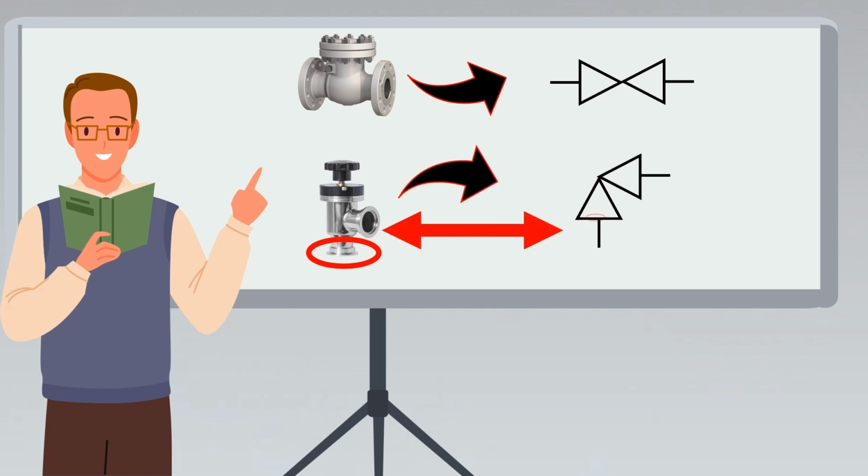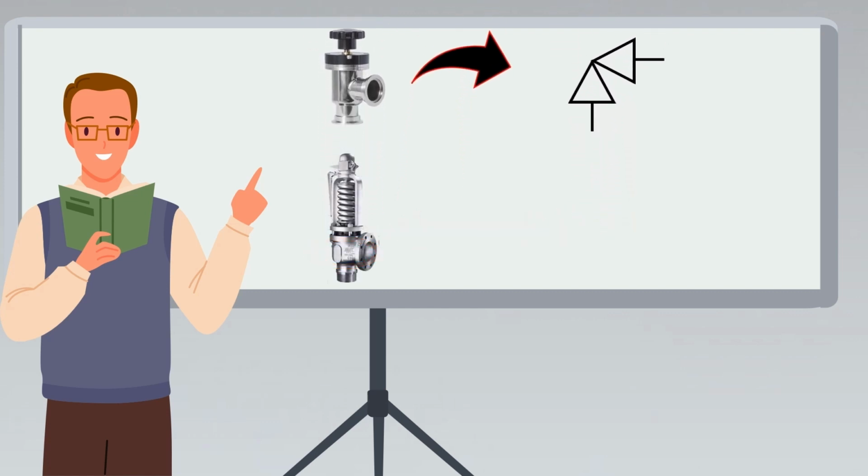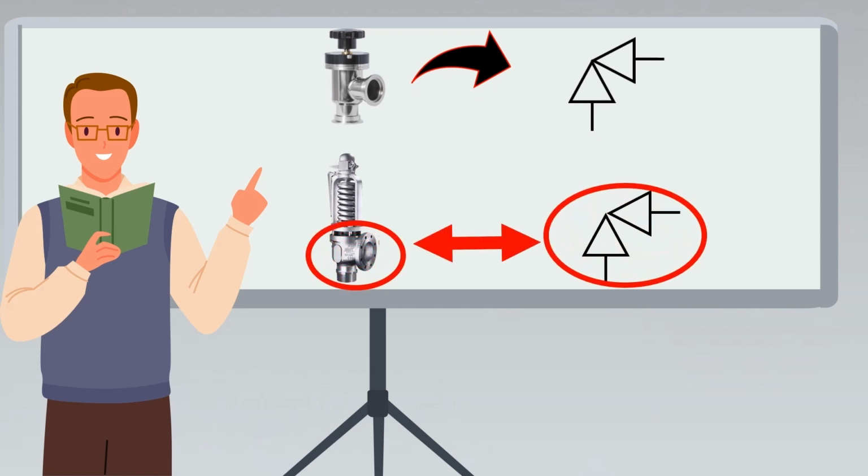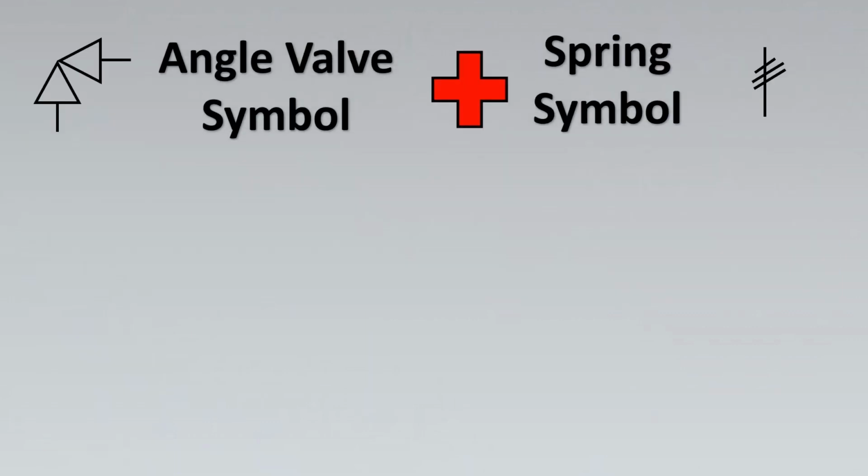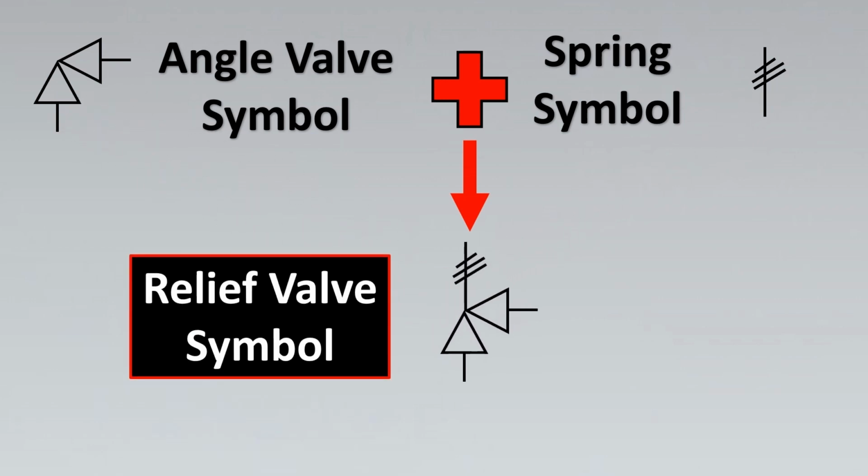You will notice a pattern here, right? As the valve starts from the bottom, even the symbol starts from the bottom as the inlet. Now there's one more thing here. If you look, the relief valve lower section is almost very similar to that of an angle valve, and on top of it there is some symbol which correlates to the spring. So we can say in simple words that the combination of an angle valve symbol plus a spring symbol, when put together, forms the relief valve symbol.